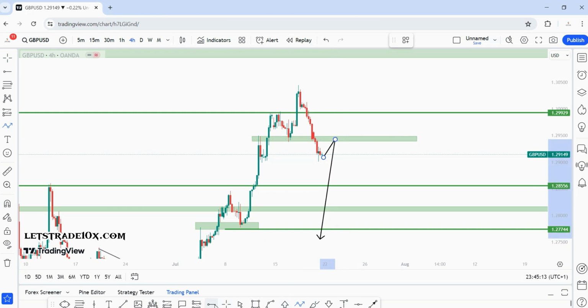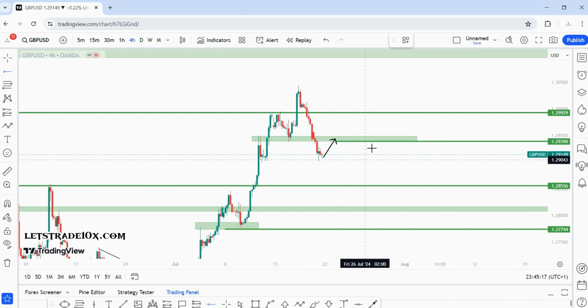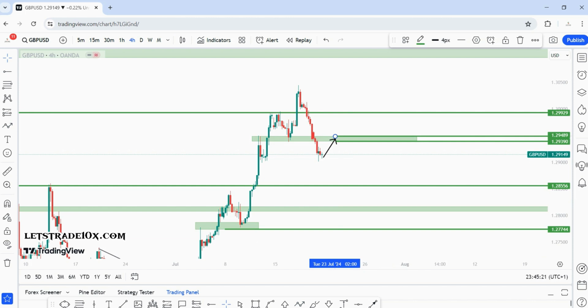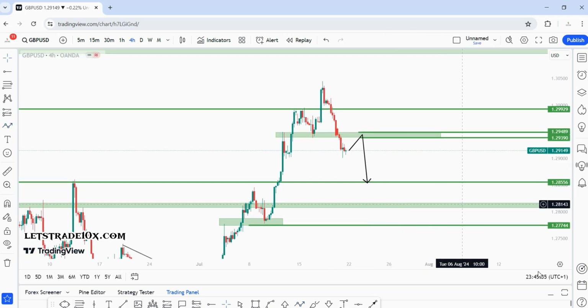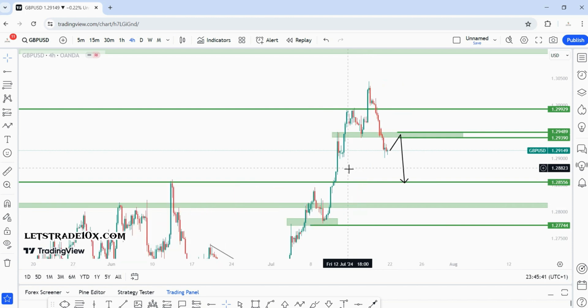All right, what are those areas? Let me put 2 lines there so that we can keep tabs on those areas. So I'm looking at between 1.29489 and 1.29390. So I'd like to see price pull back into those regions on the much lower time frame, like the 15 minutes time frame, and then capitalize on the next move to the downside. Now my bearish target is 1.28556 before we go bullish or something like that.